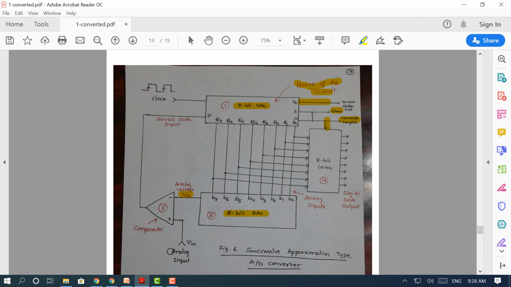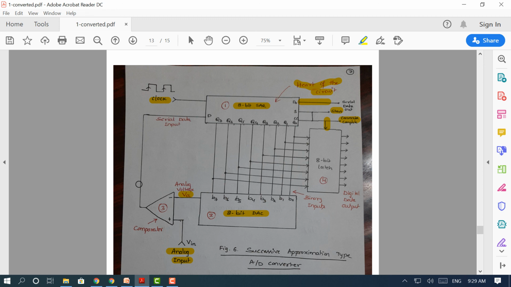So we apply input here, and this goes through the cyclic process, and finally the conversion is over. Since we are using an 8-bit SAR here, at least it requires 8 clock cycles. Once 8 clock cycles are completed, your digital data is ready to read here.